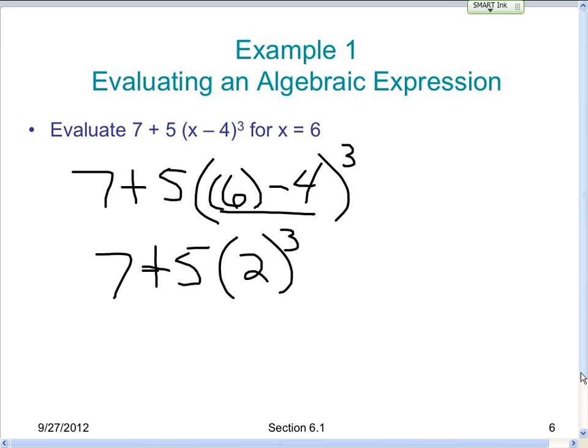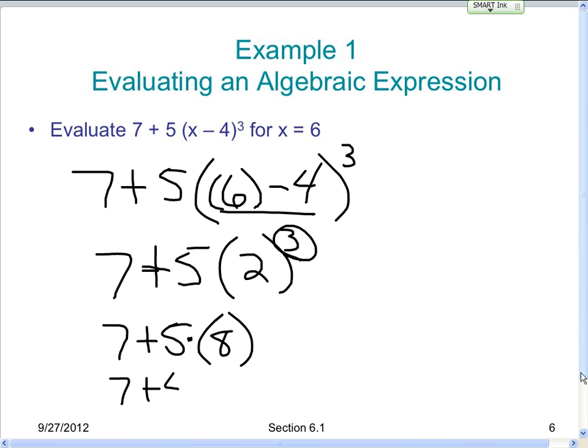Addition comes last for order of operations. We do have an exponent that comes first or next. 2 to the third power is not 6. It means 2 times 2 times 2, which is 8. You do multiplication before you do addition. Do not add the 7 and the 5. Add the 7 and the 40.